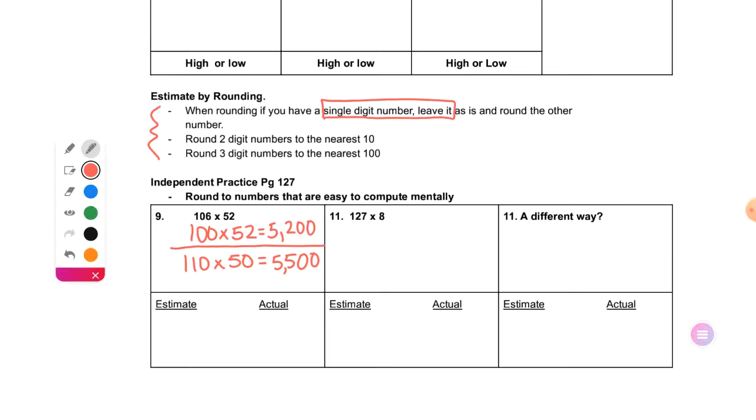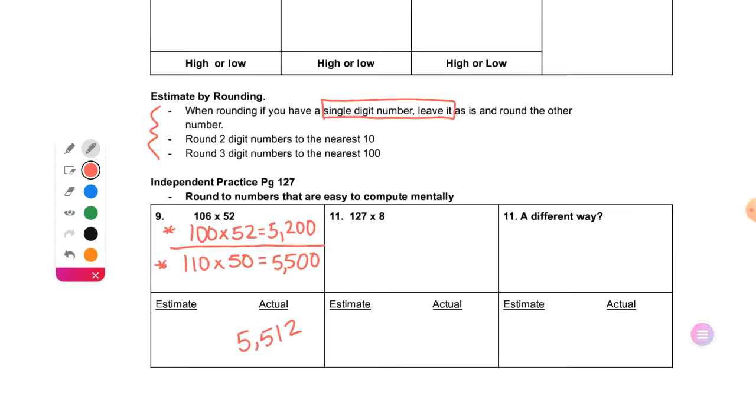Our actual here is 106 times 52. Oops, typed it wrong. 106 times 52 is 5,512. Are both of those okay estimates, though? Yes. They're both perfectly okay. And really, in 5th grade, this is the one they assume you're going to do. But if you know your 11s, which most of you do, this is an even better estimate. But again, they're both 100% correct right now.